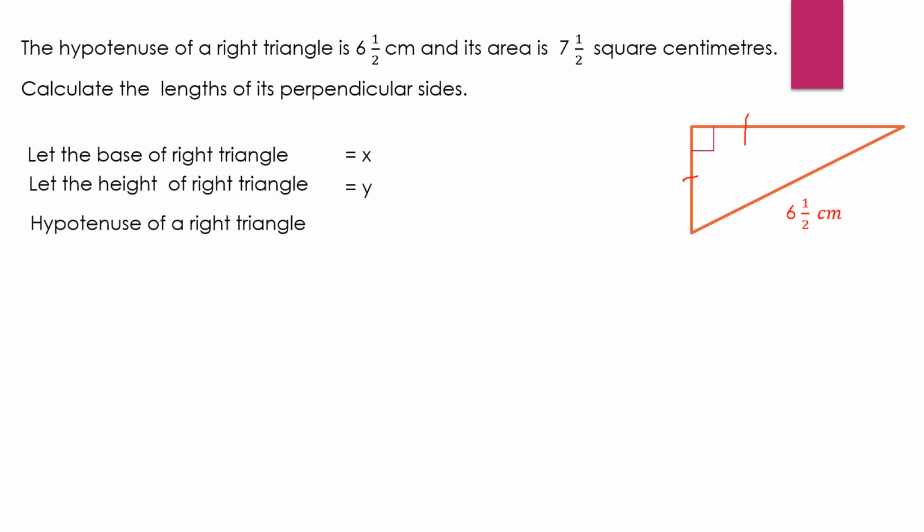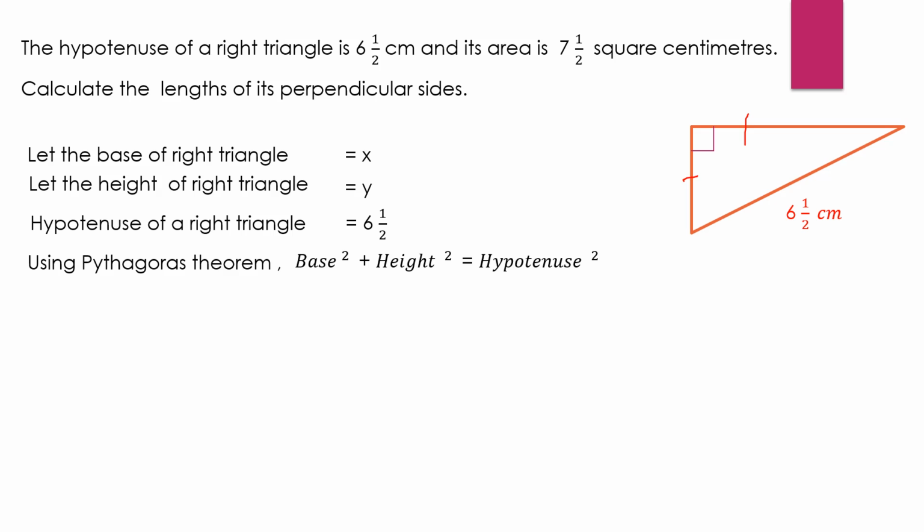The hypotenuse of the right triangle is given as 6 1/2. So now let's relate the base, height and hypotenuse using Pythagoras theorem. By Pythagoras theorem, base square plus height square equals hypotenuse square. Then replace each of these. It's x square plus y square equal to (6 1/2) square. This is our first equation.